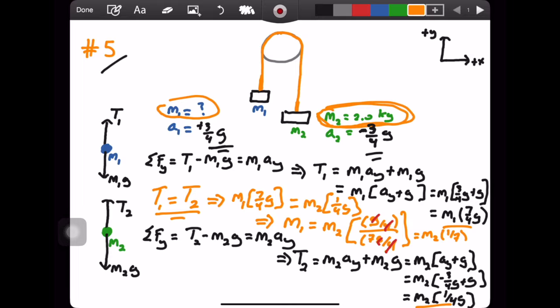Since we're given mass 2 at the beginning, then we just simply divide that by 7 to get mass 1. And so that concludes problem number 5 from problem set number 4. There'll be a problem exactly like this on an upcoming exam.